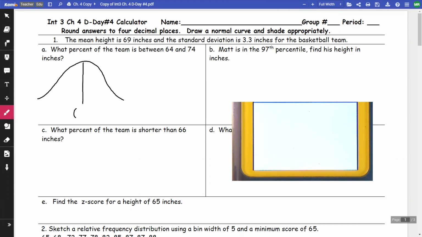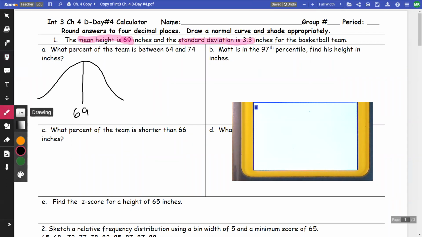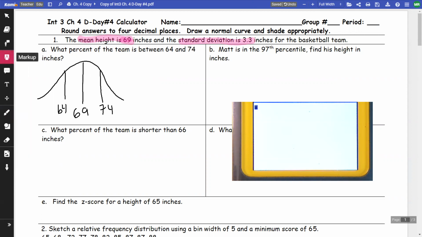Our mean they gave us was 69, and our standard deviation is 3.3 inches. Okay. So when I'm drawing this, I want to figure out what percent is between 64 and 74 inches. So I will be shading here. This is the area that I'm going to try to find on my calculator. And this area represents a percent because the area under the whole curve is 1.